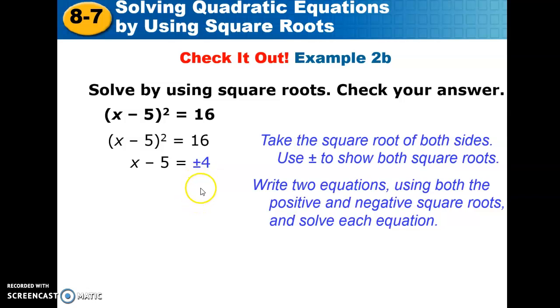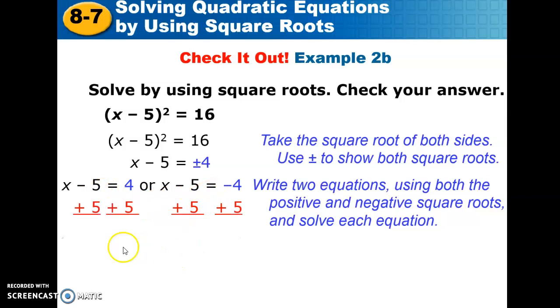Now, we have to set up two cases because we have x minus 5 is positive 4, and we have x minus 5 equals negative 4. So we're going to set up both scenarios. We're going to add 5 on all the sides that we need to, and we get x equals 9 for an answer, or x equals 1.